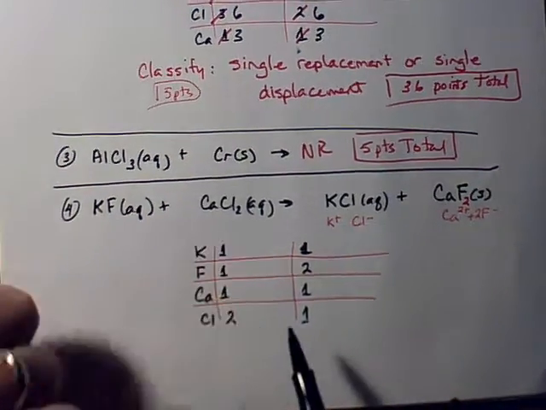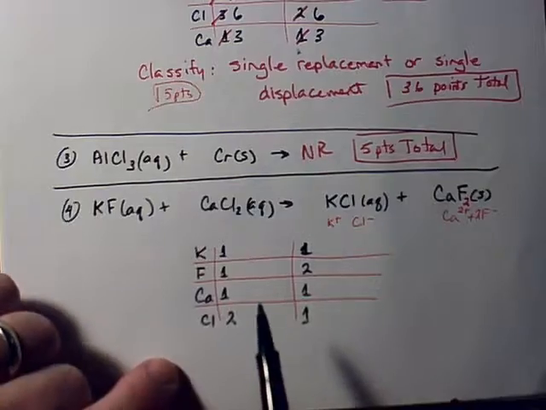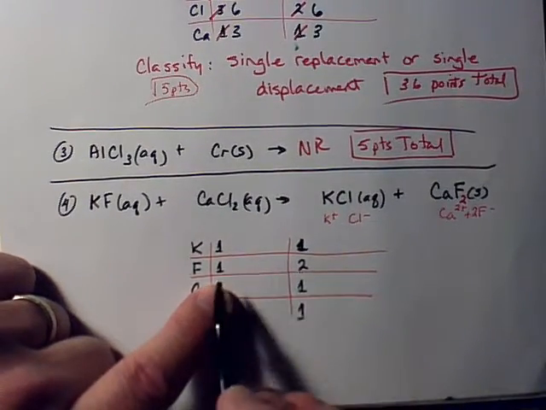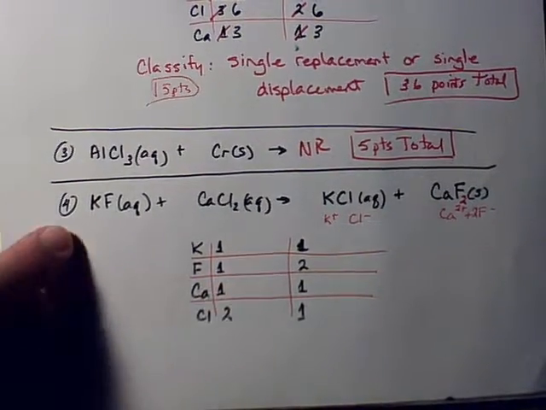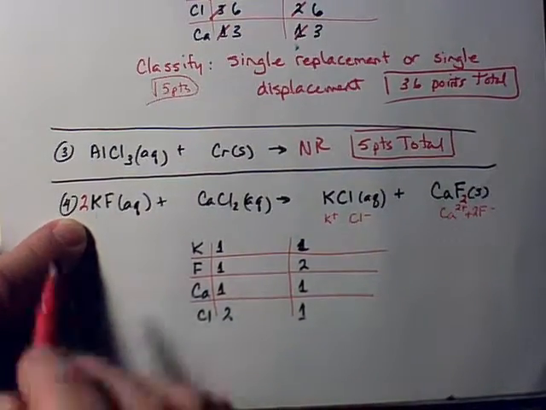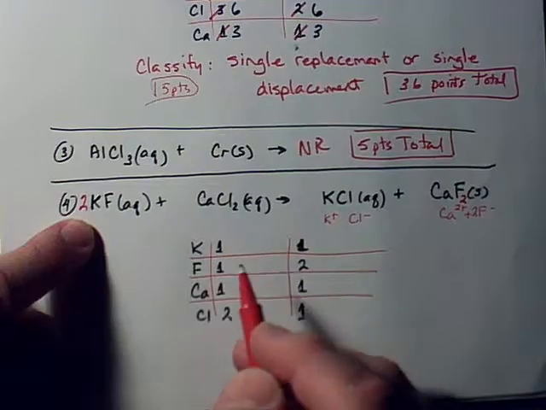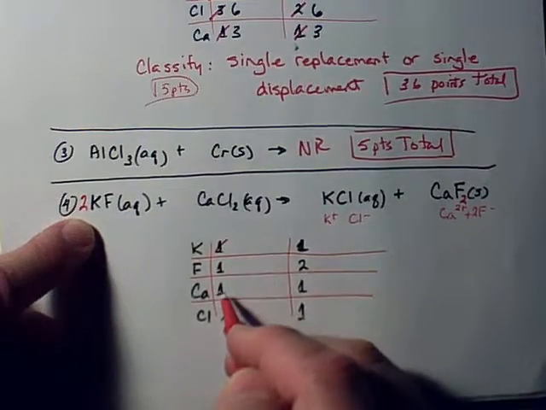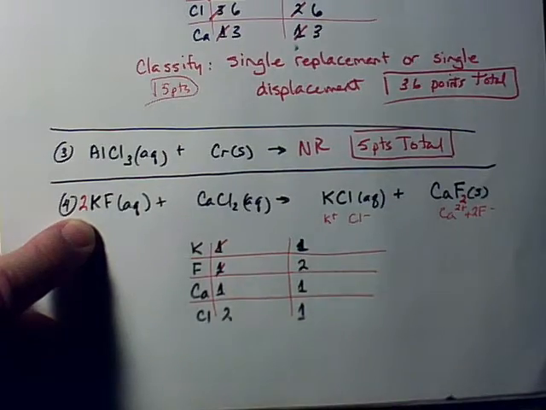So I want to try to get everything equaled out, the same number of elements on both sides. I've got 2 fluorines on the right, 1 on the left. I can only use coefficients to balance this out. I can't do anything with the formulas. I've got to leave the formulas alone. So that 2 there will give me, we're going to change the number of potassiums and fluorines, and we're going to have 2 of each.